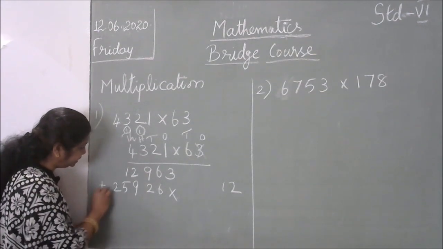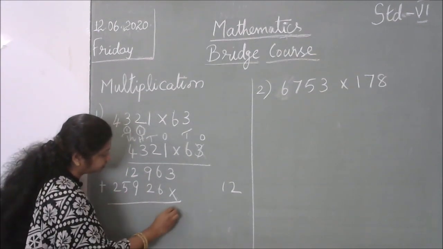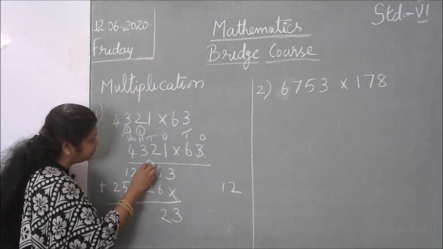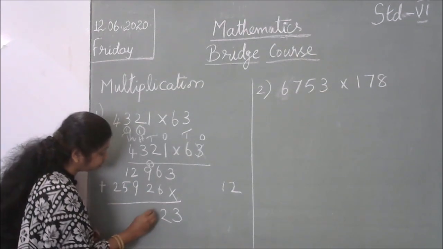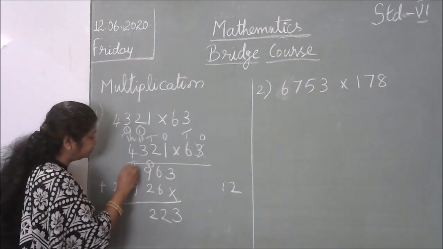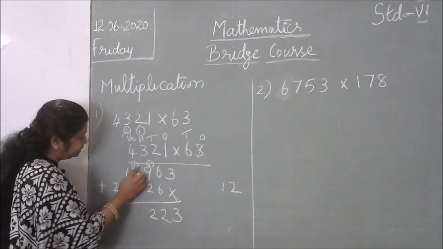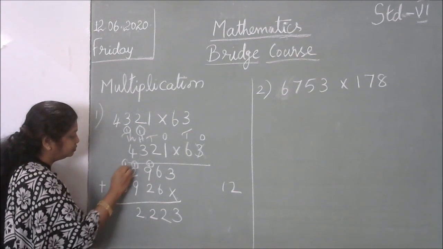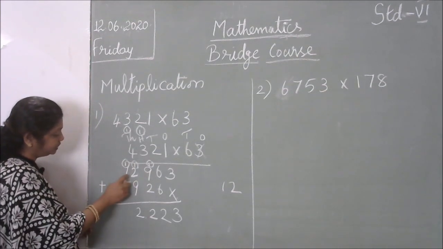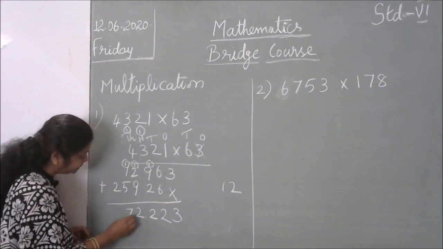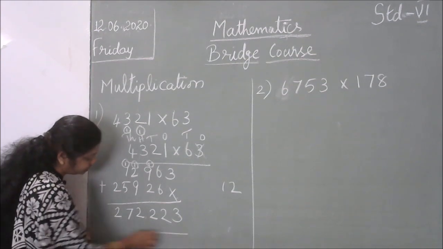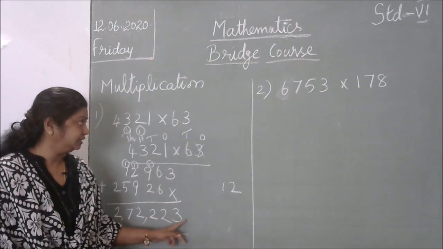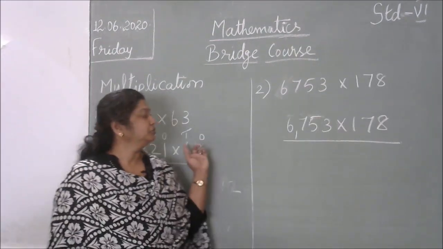Now you should add these two numbers. So 3, 6 plus 6 is 12. Again 1 plus 9 is 10. 10 plus 2 is 12. Again 1 you should write on the top. 1 plus 2 is 3. 3 plus 9 is 12. And again 1 carry over. 1 plus 1 is 2. 2 plus 5 is 7. Here 2 you should write. So what answer you got? 2,72,223. Now we will move to the second sum.